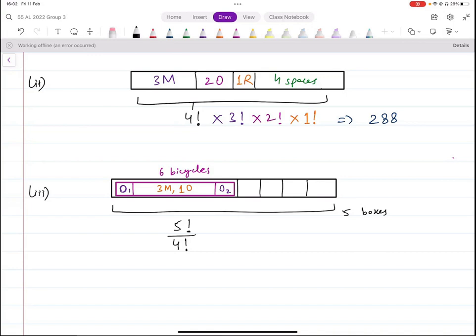Empty spaces identical हैं, right? उनमें तो कोई फर्क नहीं होगा ना. Spaces में तो कोई फर्क नहीं है. Empty spaces जो हैं, they are identical. So we divide by 4 factorial because of that. ठीक है? And then we look at the rest of it.